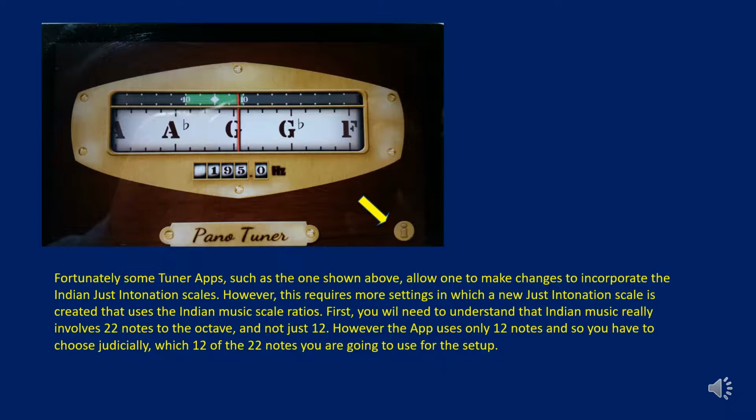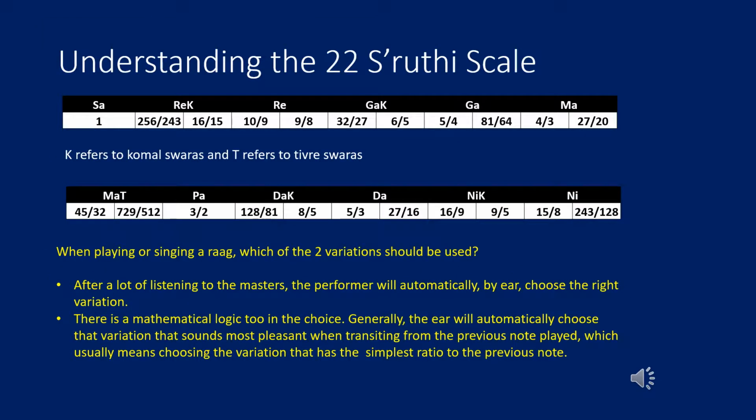First, however, you'll need to understand that Indian music really involves 22 notes to the octave and not just 12. However, the app uses only 12 notes, so you have to choose judiciously which 12 of the 22 notes you're going to use for the setup. What are these 22 notes?